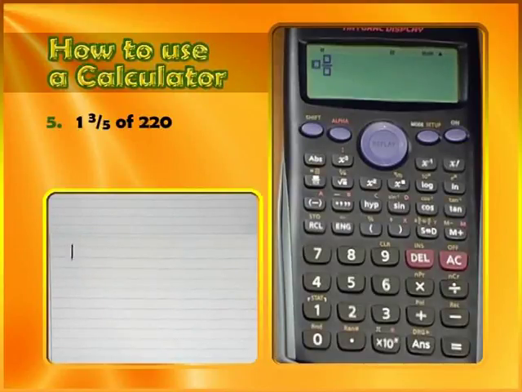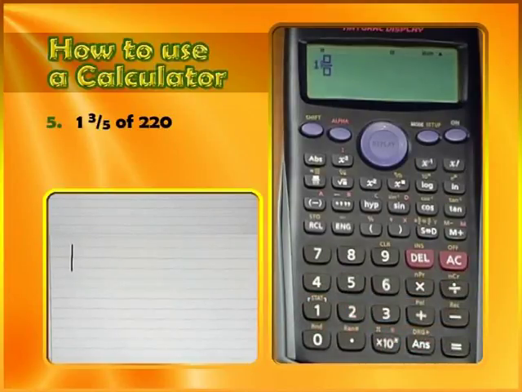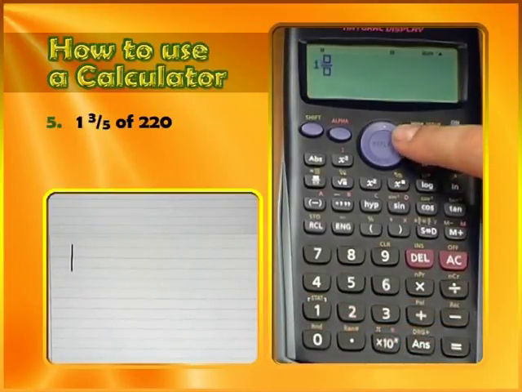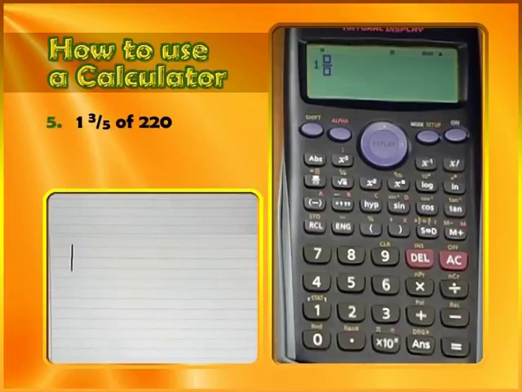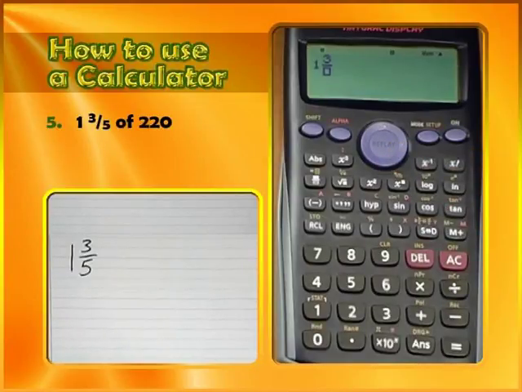So we key in the whole number, which is 1, and then the arrow to the right to get to the next stage, which is the numerator, 3. Then we need to move to the denominator, so we press the arrow down to the denominator, which is 5.